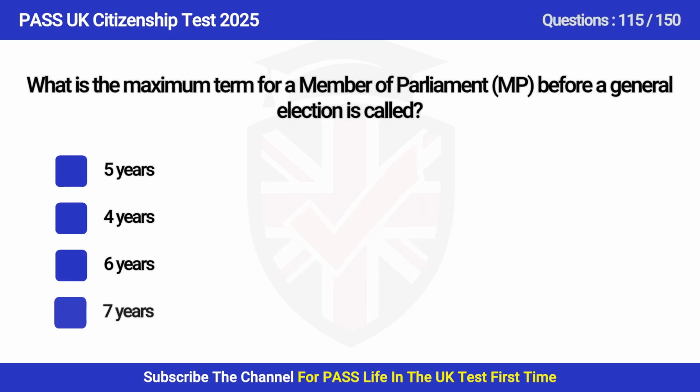Question 115. What is the maximum term for a Member of Parliament before a general election is called? A. 5 years. B. 4 years. C. 6 years. D. 7 years.